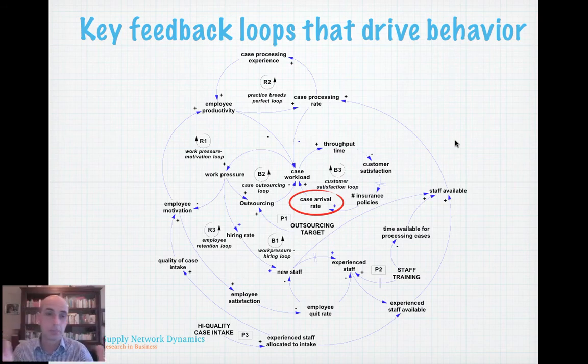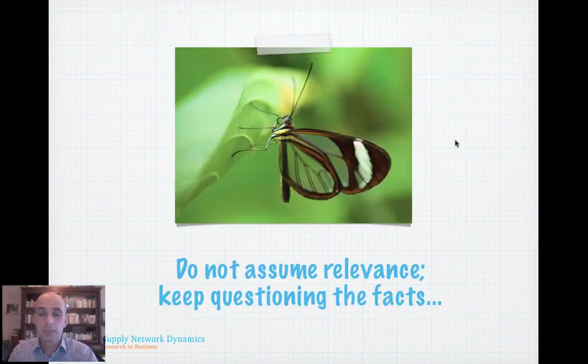After you've worked away that pile of work, then you would be faced with an excess of staff, which would either stay and that would be costly, or would leave and would also be a waste of energy, etc. So these are the key feedback loops that drive behavior. In summary, what this case teaches us, I hope, is that you shouldn't assume relevance too soon. You have to keep questioning the facts, as in the poem.